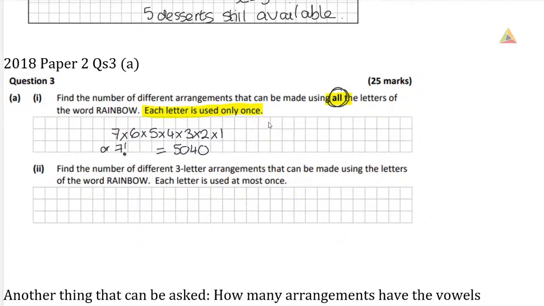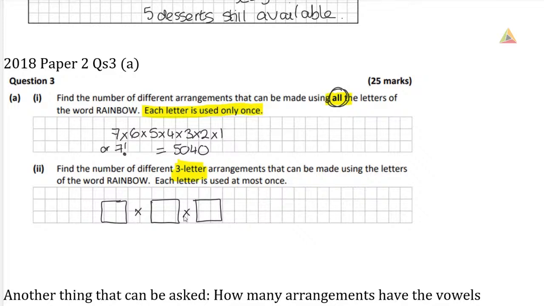The second part of this question 3 part A is find the number of different 3-letter arrangements that can be made using the letters of the word rainbow, where each letter is used at most once. So again there's no repetition allowed here. We're only allowed to use them once, but we don't have to use all the letters because we're only using 3-letter arrangements this time. So we're going to be choosing 3 of our letters. When we're not using everything, we often draw boxes to fill in the number of options that we have. Like with our fundamental principle of counting, we multiply those numbers of options to get the total number of arrangements possible.